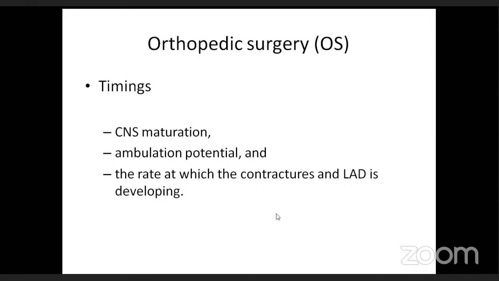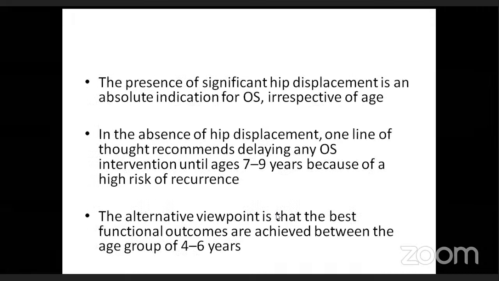Now, next is orthopedic surgery. So you have to time your orthopedic intervention when you know the CNS has totally matured, you know the ambulation potential of your patient, and you have seen the rate at which the contracture or the lever arm dysfunction is developing. Now, in orthopedic surgery, absolute indication is significant hip displacement. Otherwise, there is no absolute indication except for this.